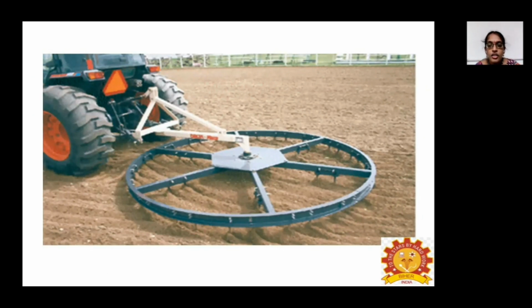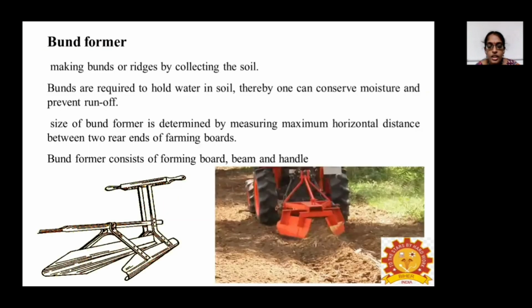And this is a rotating one. And the bun former: in a field, if you want to form buns, ridges and furrows, these bun formers are used. So it is used for making the buns. The main purpose of using these buns is to hold the soil, thereby conserving the moisture. And the size of the bun former is measured by the maximum horizontal distance between the two forming boards.